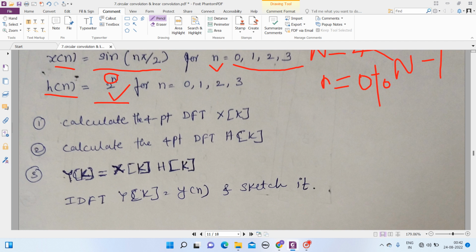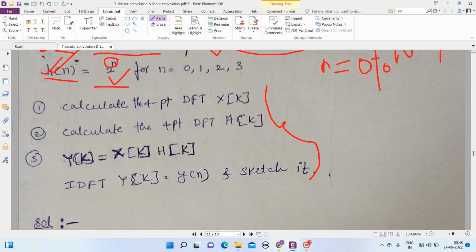Thereafter, we have to perform the convolution of x of n and h of n using these steps. We know already these steps, I won't repeat again here. First, we have to find out the x of k and h of k. Then we have to multiply these two sequences. Then again we have to find out the inverse discrete Fourier transform of y of k in order to determine y of n. This is the convolution of x of n and h of n.